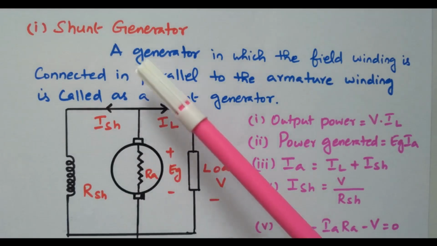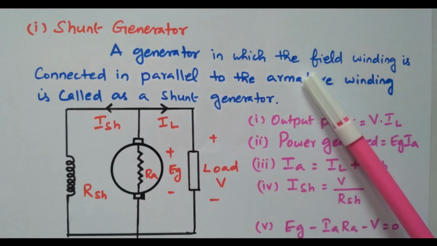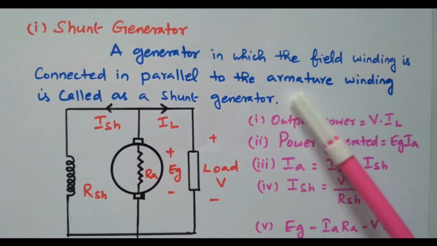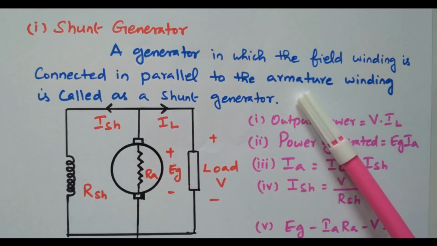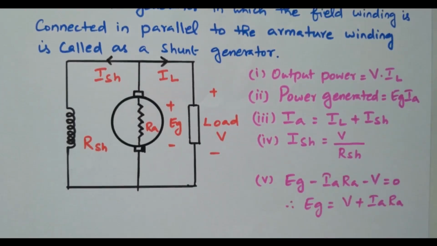In the shunt generator, the field winding is connected in parallel with the armature winding. If the field winding and armature winding are connected in parallel, then it is called a shunt generator. Now we will see the diagram. This is the armature, the rotating part. This is a brush. This is a field winding. Both are connected in parallel, right? So the current generated from the armature is used to excite the field winding also, so it is called self-excited.